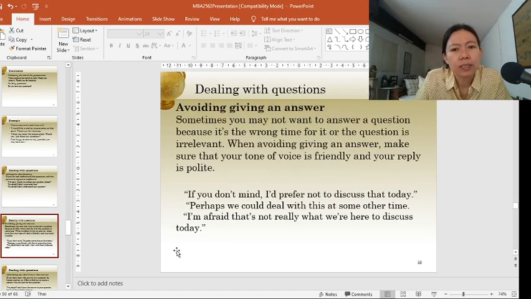Next, avoiding giving an answer to a question. This means that you might know the answer, but you may not want to answer because it's the wrong time or it has nothing to do with your presentation. So when avoiding giving an answer, make sure that your tone of voice is friendly and your reply is polite. You can say, if you don't mind, I'd prefer not to discuss that today. Or you can say, perhaps we could deal with this at some other time. Or I'm afraid that it's not really what we're here to discuss today. So this is how you avoid giving an answer.